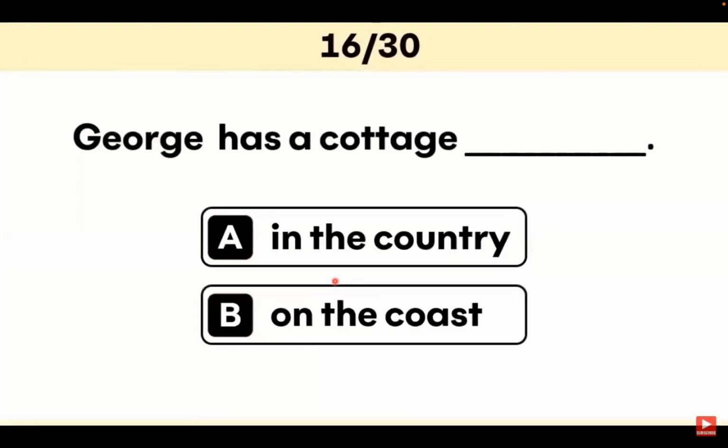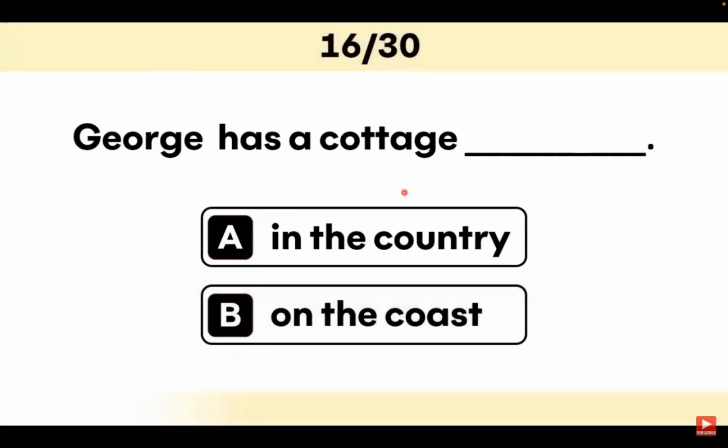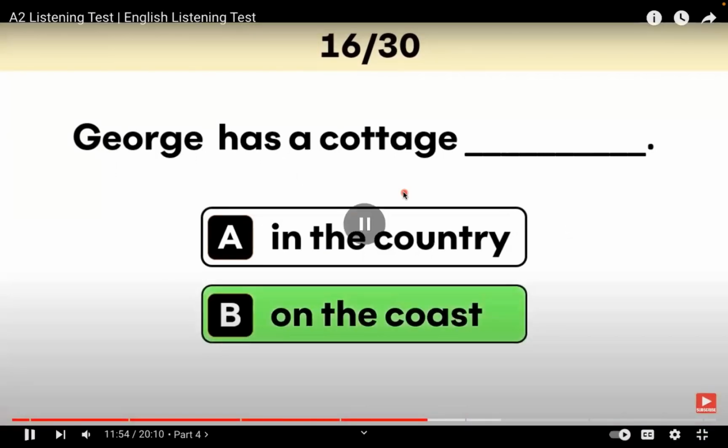Choose the correct answer. George has a cottage. What do you mean by cottage? Cottage is like a house, a wooden house. House made of wood, يعني مثل الكوخ. Cottage. In the B. country. In the coast. So country here we mean البادية. البادية or the coast يعني في جانب الشاطئ. A or B? I think A. A, the country. It's B. Yes, B. On the coast.